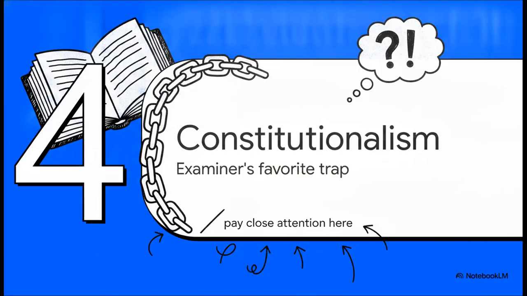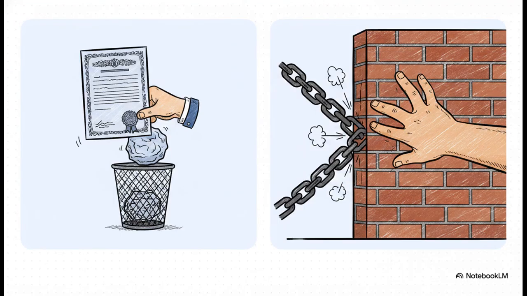This brings us to Section 4, Constitution versus Constitutionalism. Pay very close attention because this is an examiner's absolute favorite trap. Having a piece of paper, a constitution, is ultimately meaningless if an authoritarian state completely ignores it. That physical document is just the Constitution. Constitutionalism, on the other hand, is the actual, genuine limitation of government power in practice.